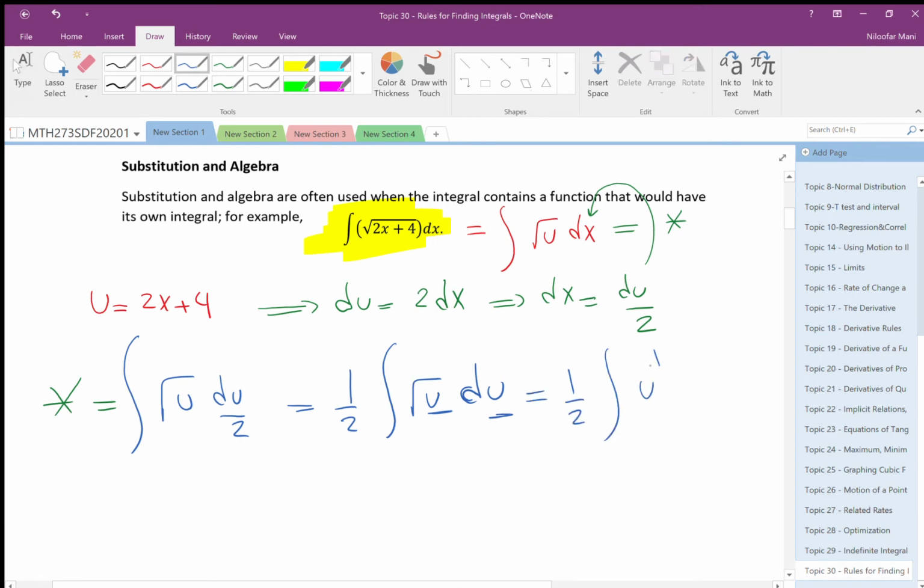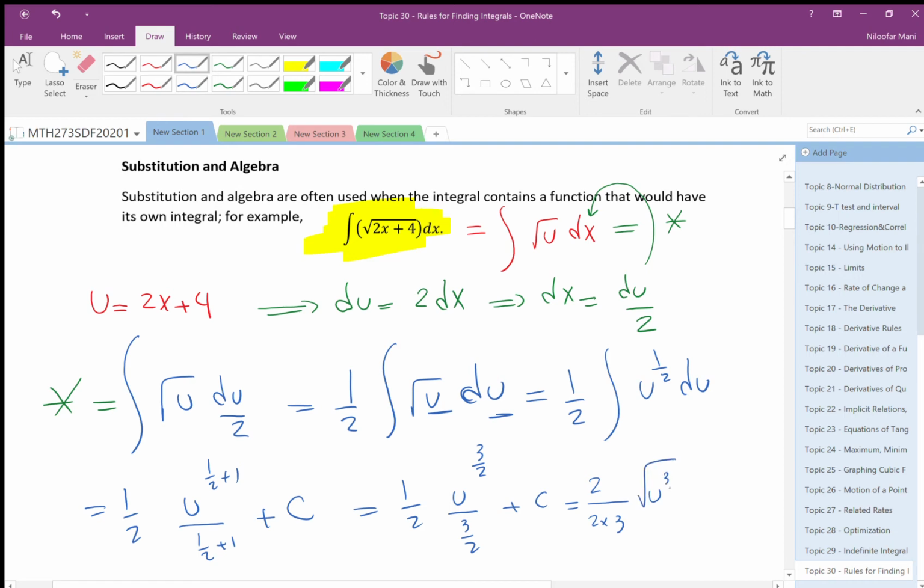So this is 1 over 2 times the integral of u to the power 1/2, which is 1 over 2 times u to the power 1/2 plus 1 divided by 1/2 plus 1, plus c, which is 1 over 2 times u to the power 3/2 divided by 3/2, plus c, which is 2 over 2 times 3, u to this power, plus c.